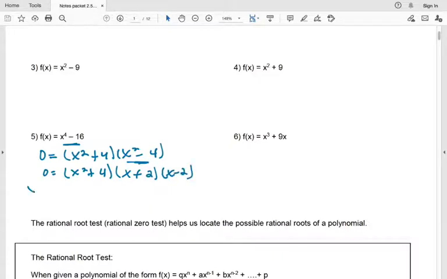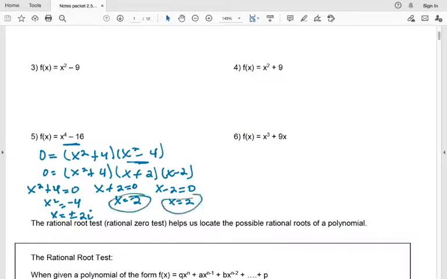So if you set each factor equal to 0 in order to solve for x, this first one, when you move the 4 over, it's going to become negative. And so when you take the square root of both sides, you're going to get the same situation that we had on the last problem. So it'll be imaginary. You're going to have plus or minus 2i as my 2 imaginary solutions. If I move the 2 over here, I get x equals -2 and x equals +2. So these are my 2 real solutions, and then these are my 2 imaginary solutions.